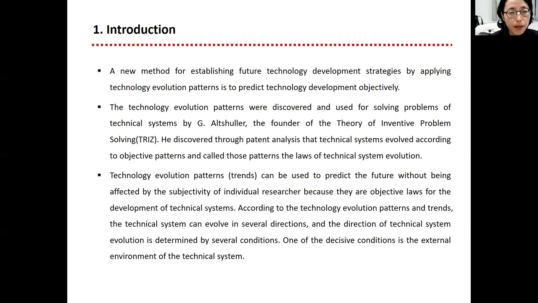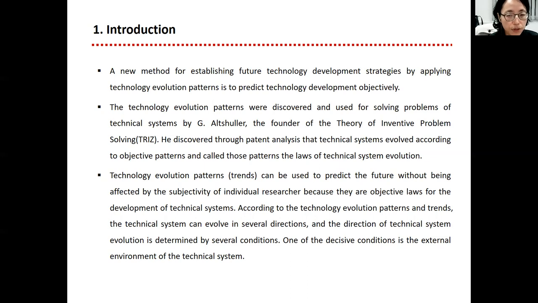The technology evolution patterns were discovered and used for solving problems of technical systems by Genrich Altshuller, the founder of the theory of inventive problem solving, TRIZ. He discovered through patent analysis that technical systems evolve according to objective patterns, and called those patterns the laws of technical system evolution. Technology evolution patterns and trends can be used to predict the future without being affected by the subjectivity of individual researchers, because they are objective laws for the development of technical systems.